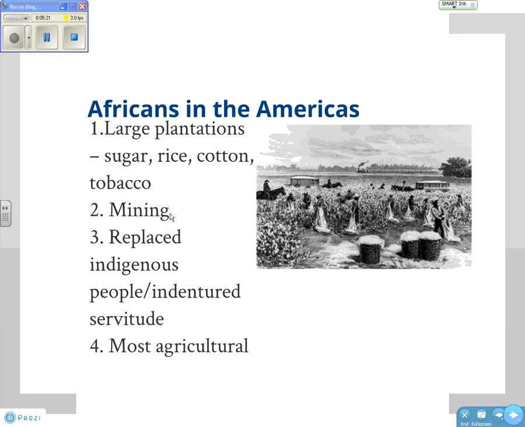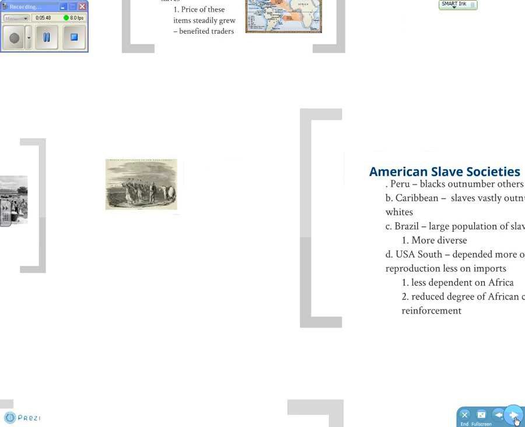Second, they're involved in mining. Remember, that's big, particularly in Mexico and Peru with silver mining. They have replaced indigenous people working in jobs such as the encomienda system, and also they replace indentured servitude. They're cheaper than indentured servants, and you keep them for life. But mostly they work in agriculture, predominantly agriculture.